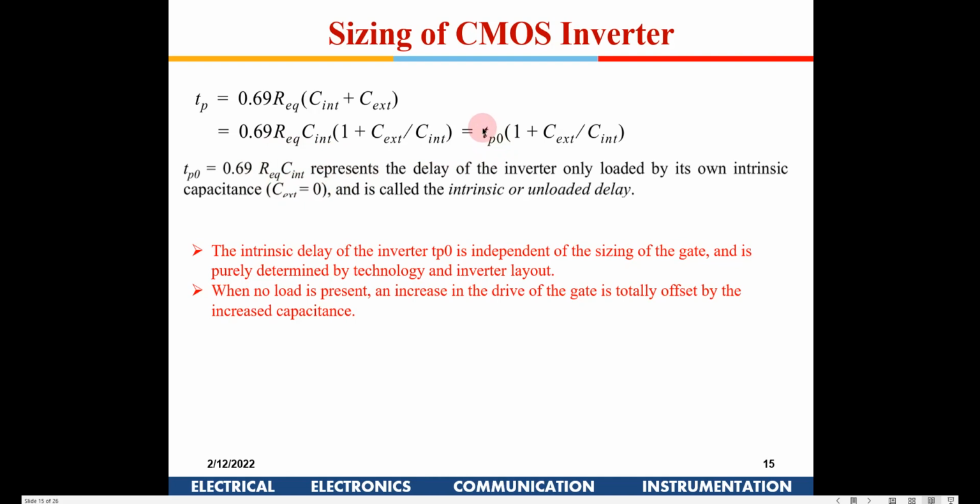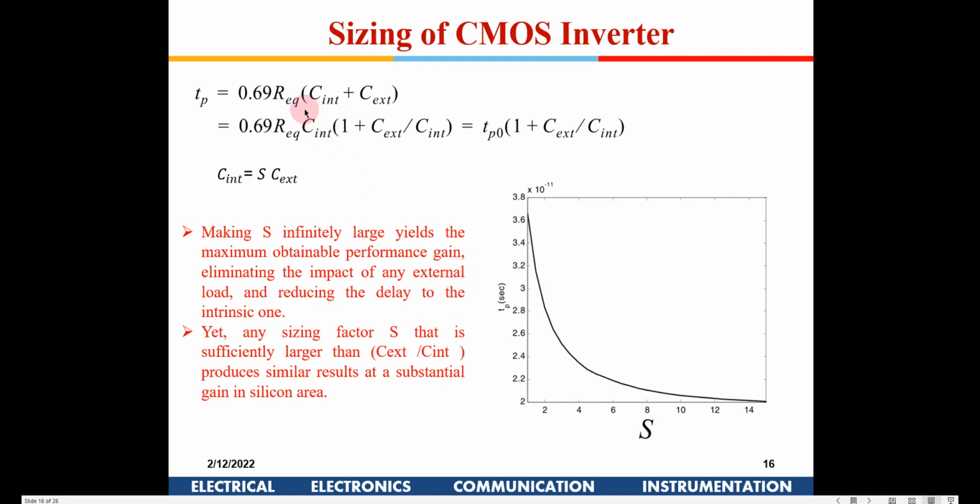So this is known as the intrinsic delay, and then you have 1 plus C external divided by C int, because we have taken C int common. So this is the equation. Now if you keep increasing the size of the transistor by making C int much larger than C external, then the delay will keep coming down, and it will reach a value which is equal to TP0.